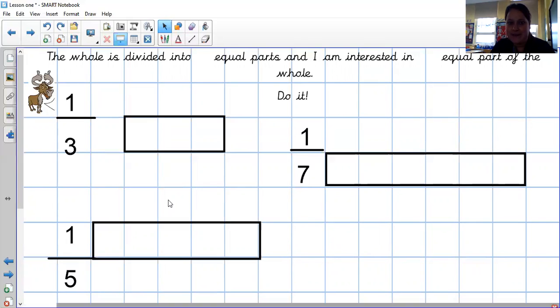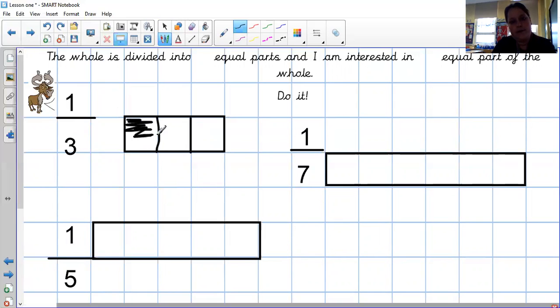Okay, so hopefully you've had a go at that in your book, and I will go through the answers with you. So we've got 1/3 here. So how are we going to represent that unit fraction 1/3? Well, let's have a little think about our denominator first. Our denominator is 3. So the whole is divided into 3 equal parts. So hopefully you divided your whole into 3 equal parts. And I am interested in, let's have a look at the numerator, 1 equal part of the whole. So I'm going to shade in 1 out of 3 equal parts.